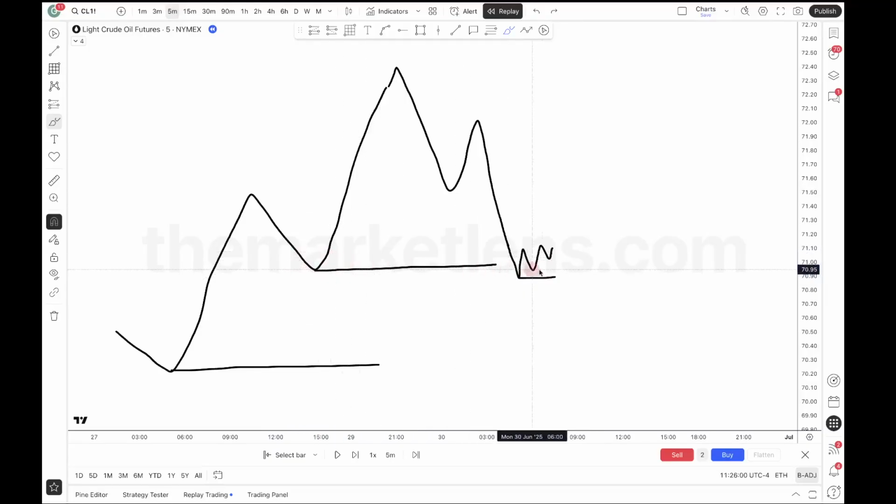We already hit this level. It would be this level because we don't want to trade away from failure swings. So this is what I'm talking about with the A and B reversal. It had to be like this, right? It would have to be something like that.